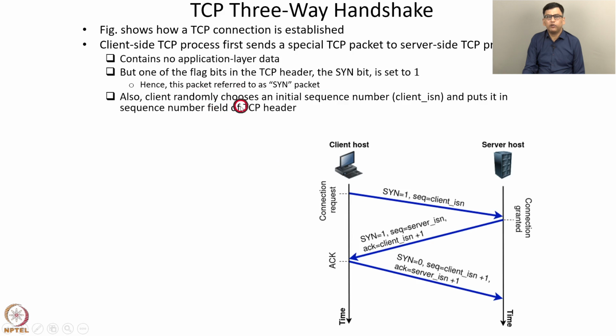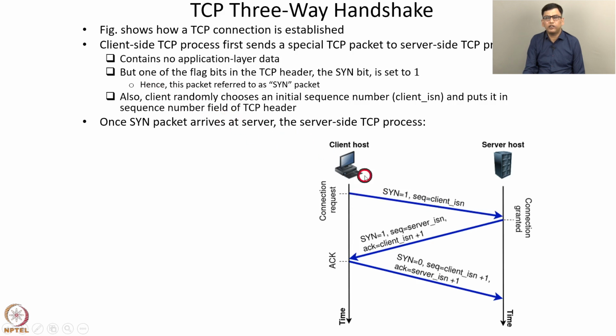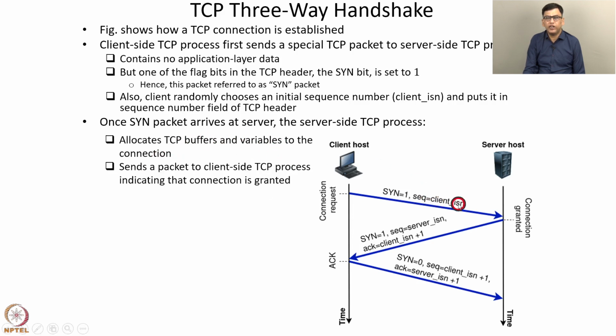Also, the client randomly chooses an initial sequence number which is denoted by client ISN. So, that is shown here. This is the initial sequence number of the client, and the client puts this initial sequence number in the sequence number field of the TCP header of this message. Once the SYN packet arrives at the server, the server-side TCP process allocates TCP buffers and variables to the connection, and then sends a packet to the client-side TCP process indicating that the connection is granted.